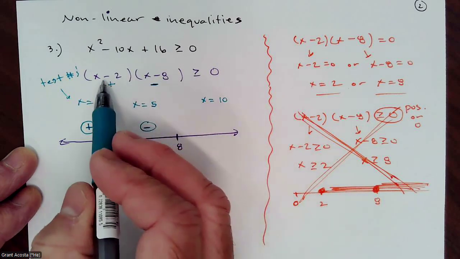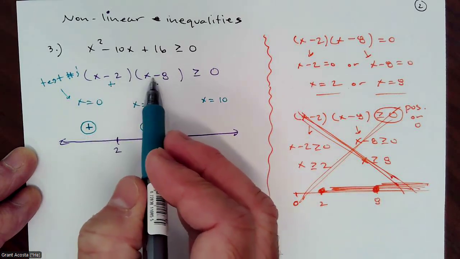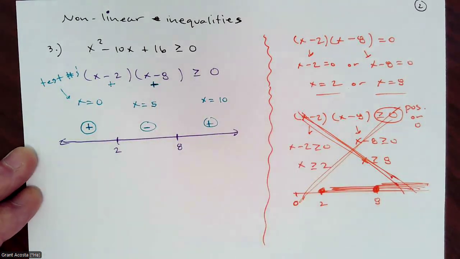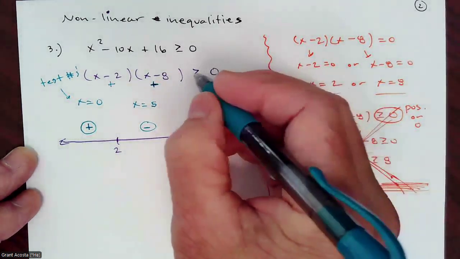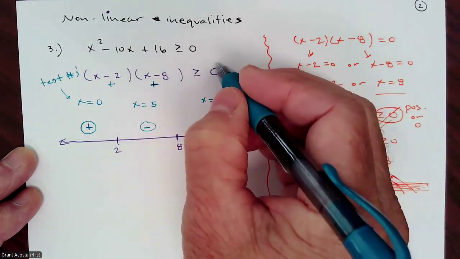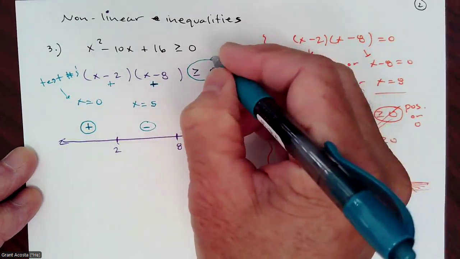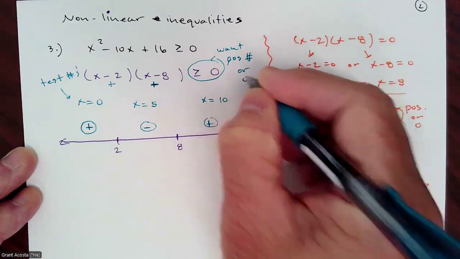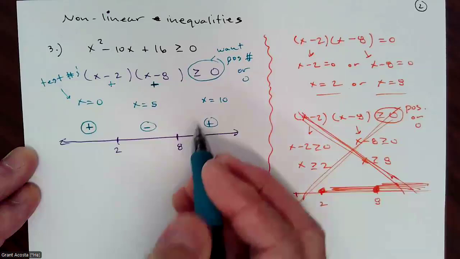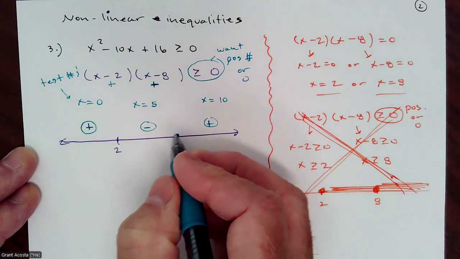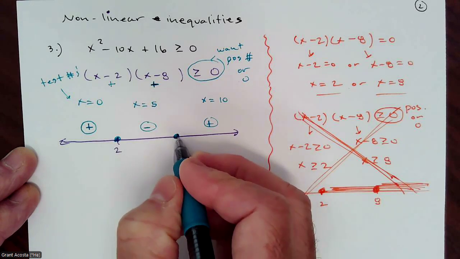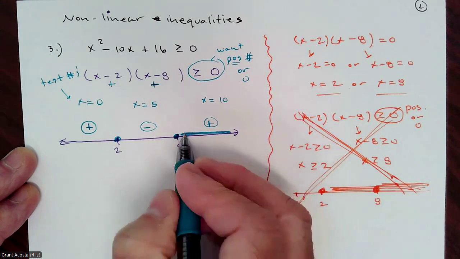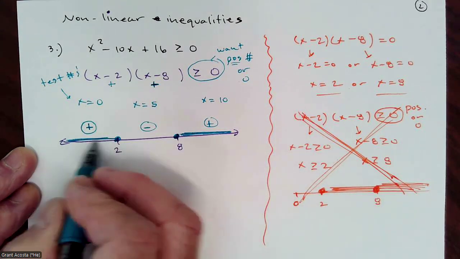If x is equal to 10, 10 minus 2 is a positive number. 10 minus 8 is also a positive number, and a positive times a positive is a positive. So then we look at what we have. What we were looking for, greater than or equal to 0, means I want positive numbers or 0. The 0 part would be 2 and 8, which make this inequality exactly equal to 0. So those are going to be part of our answers. And if we want positive numbers, that means we want any number bigger than 8 and any number less than 2.